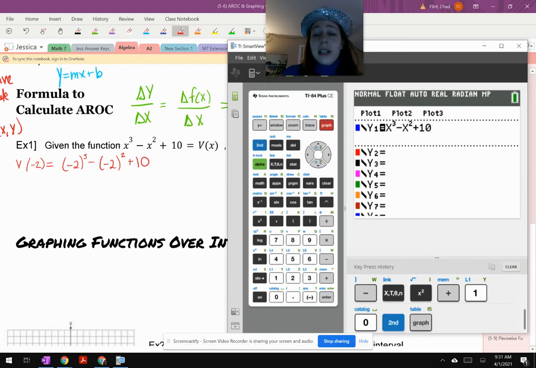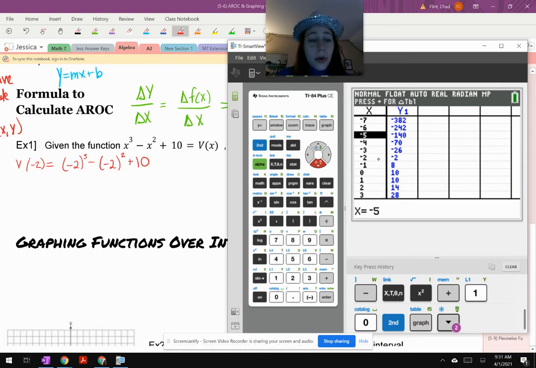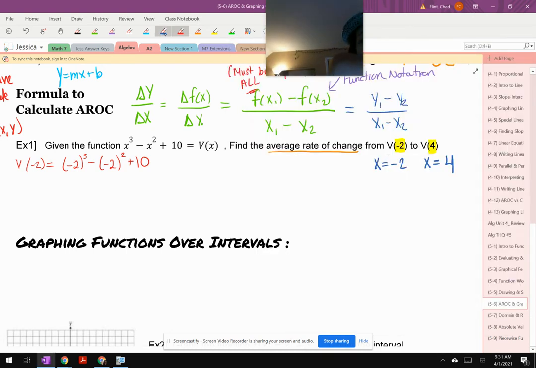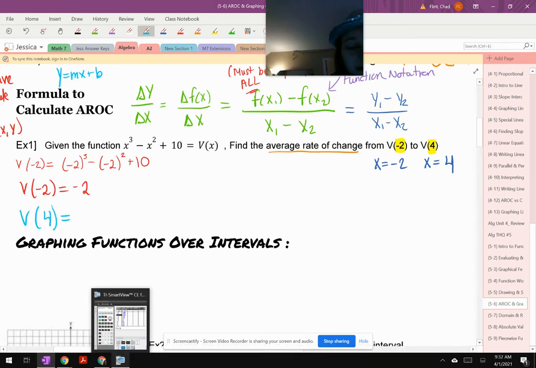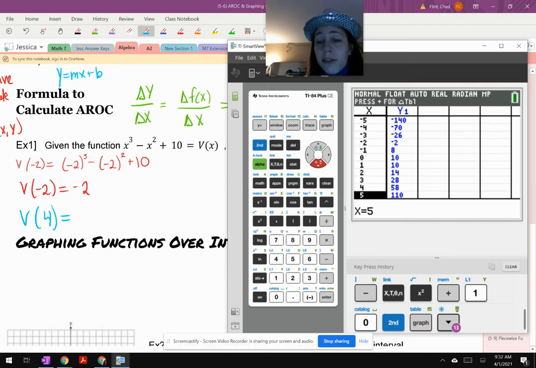And then go to second and table. And now I don't have to do any of this math. So when x is negative 2, it tells me that the y value is negative 2. So that tells me that v of negative 2 is equal to negative 2. And then v of 4 is going to be equal to, oh, I can't see it, so I gotta scroll. 4 is 58.